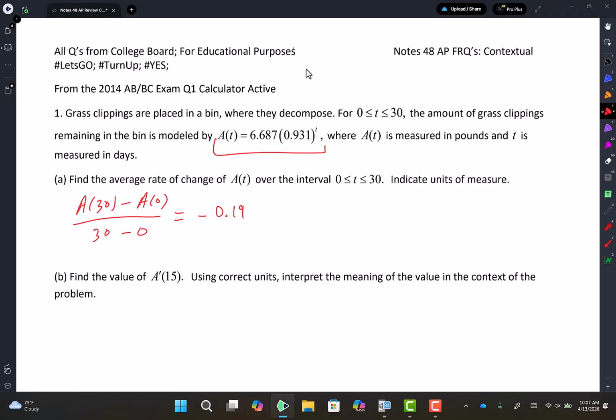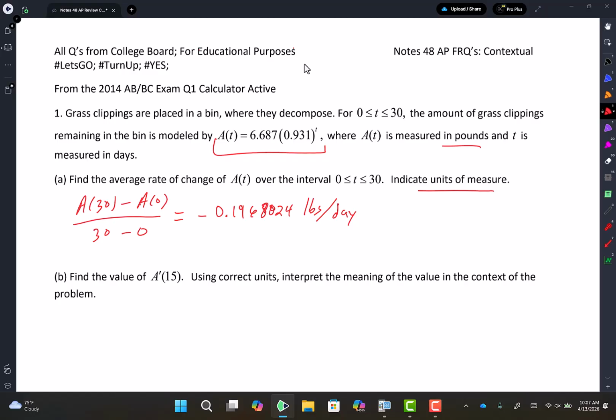Negative 0.19. I already forgot. Can you guys hook me up with the other digits? 680. Give me more. 24. And they want units. What is the top? Pounds. LBS. You can also spell it out. Per day. Is that all they want? Okay.